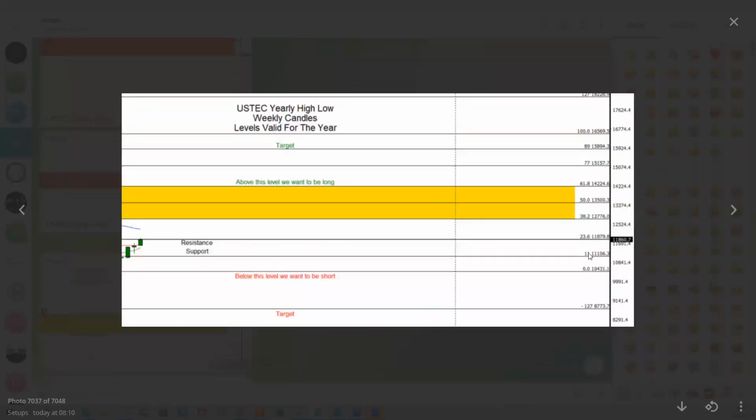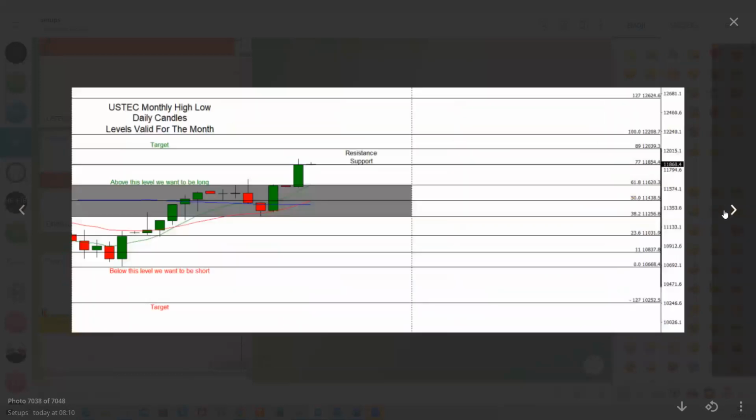On the US tech yearly high low, currently between levels of 11 and 23.6 support resistance. If you look at moving averages, 50 is above 21, above 8. That's indicating trend is down. So with that, we want to push below the zero level to aim for the minus 127 target.